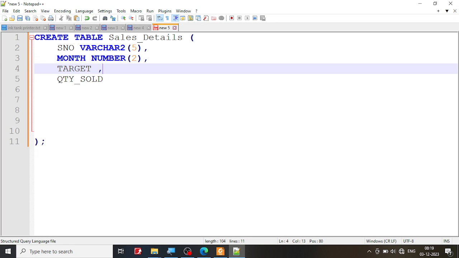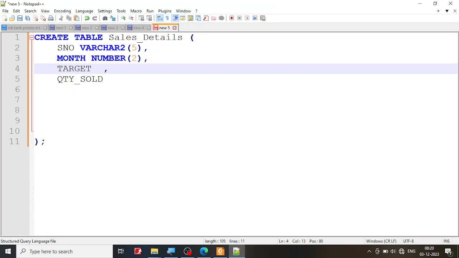And then I have the other things which are available here, the target. If you look at the target and the quantity sold, what are they? If you are wondering, whenever we have a salesman, generally they are given a target. The target is either they are supposed to sell 100 items in a month or 200 items in a month. They are supposed to sell 50 items in a month. That is a target that is given.